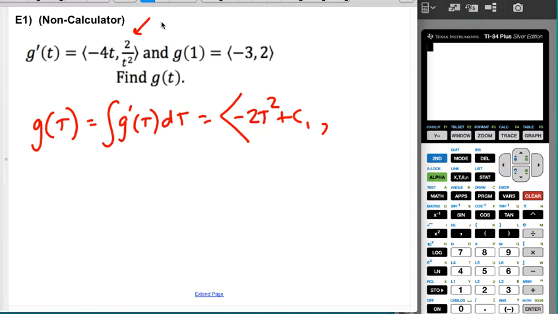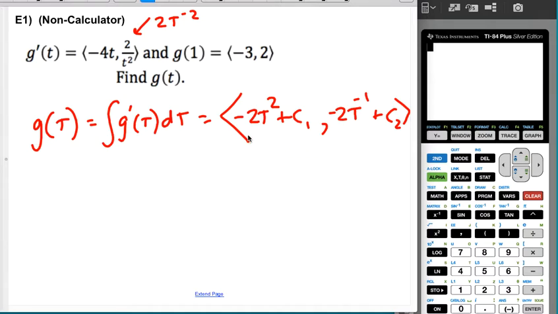And then this is actually a 2t to the negative second, right? So when I do the antiderivative for that, I'm going to raise the power by 1, which would be negative 1, and divide by that power. So I'm going to get negative 2t to the negative first, plus some other constant c sub 2. The trick here is that they're not the same c values. So I now need to find c.